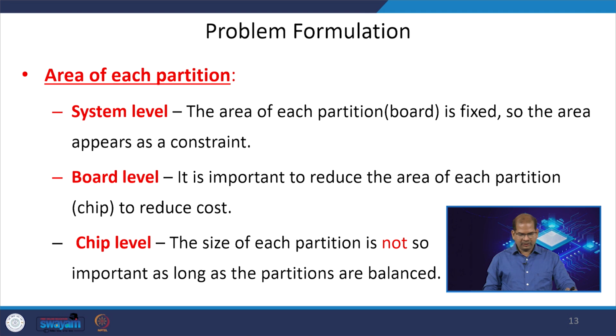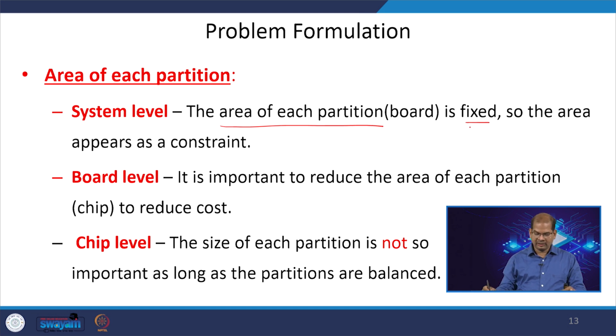Now we have the area of each partition. I have 3 different types of partition: system level, board level and chip level. In the case of system level, the area of each partition of the board is fixed, so the area appears as a constraint. In the case of board level, it is also important to reduce the area of each partition, basically each chip, to reduce the cost of the board. In the case of chip level, the size of the partition is not so important as long as the partition is balanced.